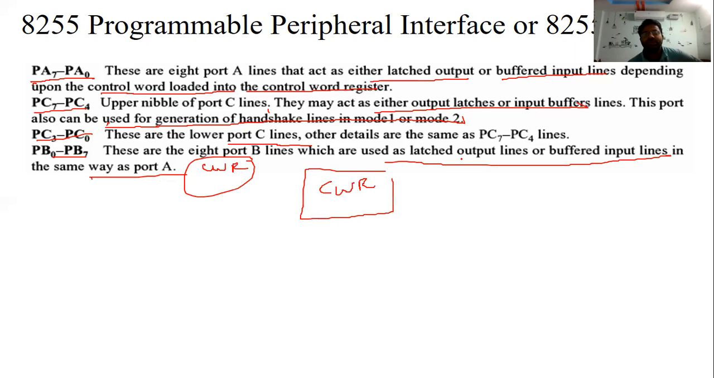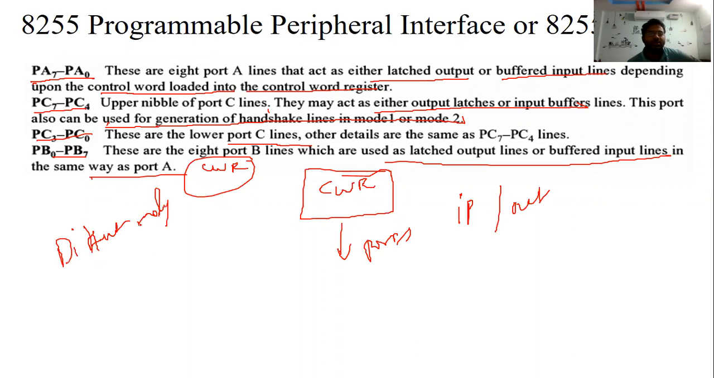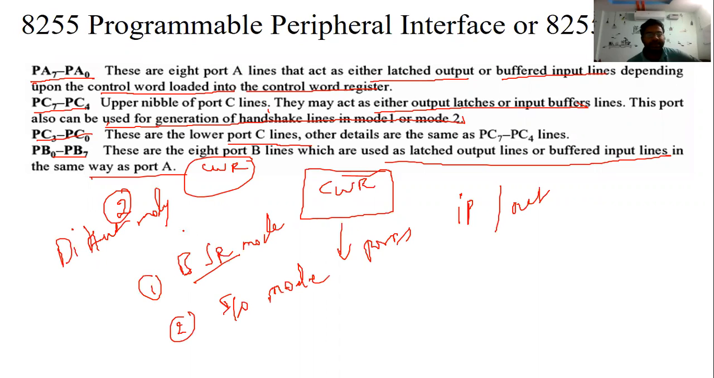Based on this control word register, these ports work as input ports or output ports. At the same time, this 8255 PPI works in two different modes. The first one is the BSR mode, and the second one is the input output mode. BSR means bit set reset mode, and IO mode is nothing but the input output mode.